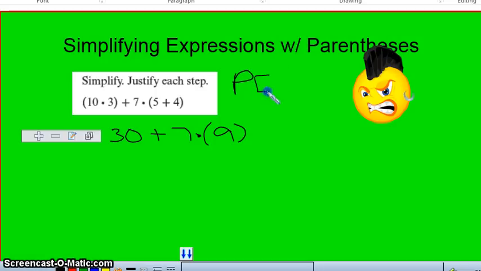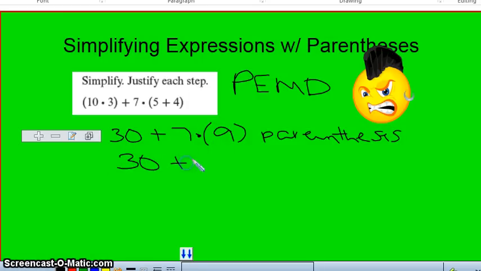After parentheses, we move on to exponents. Notice here we don't have any exponents. Oh, sorry, I forgot to justify that step. Okay, so we don't have any exponents. So what comes next is multiply and divide from left to right. So the only multiplication I have is the 7 times 9. So I want to simplify that. So I've got 30 plus, and 7 times 9 is 63.